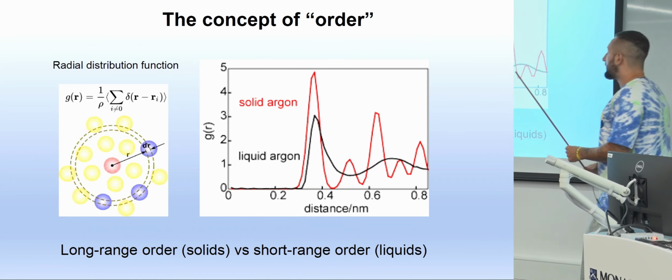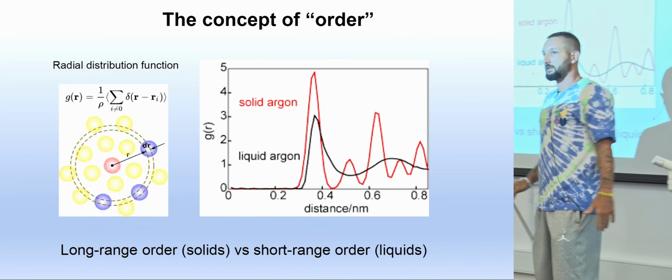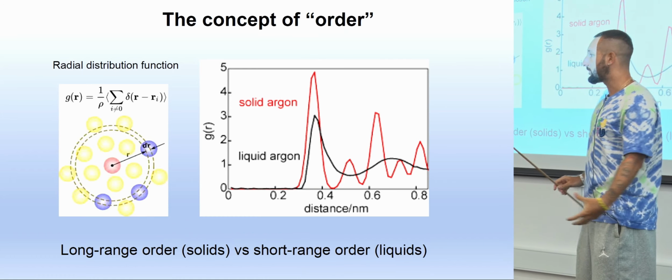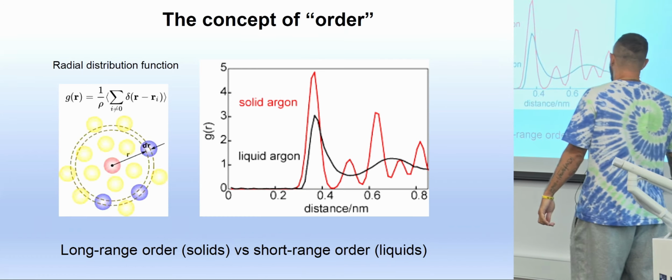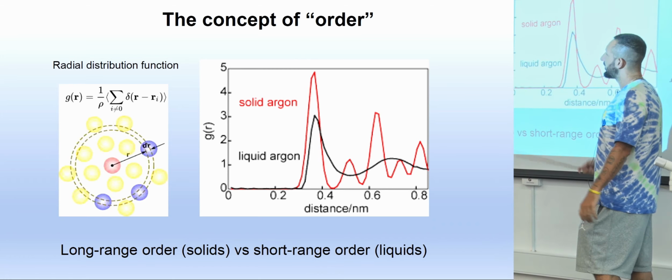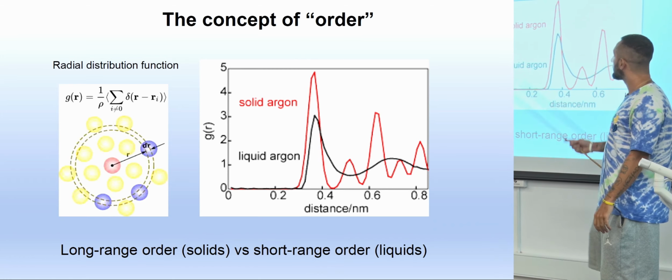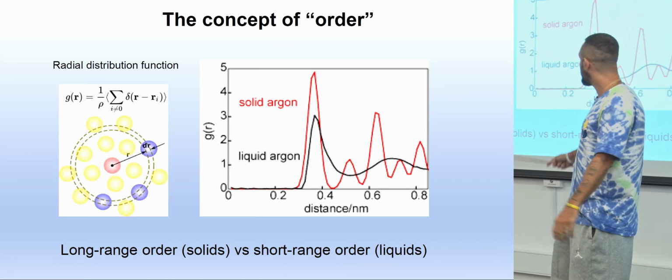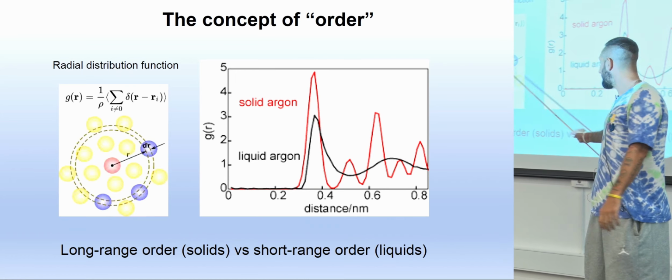Now, the concept of order is much more profound than just looking at the sample you have. At least in the condensed matter literature, one good way to speak about order is to compute the radial distribution function. This is a very simple concept.